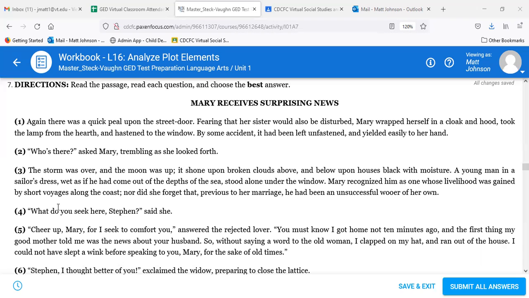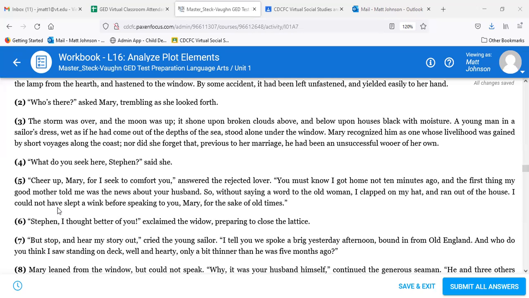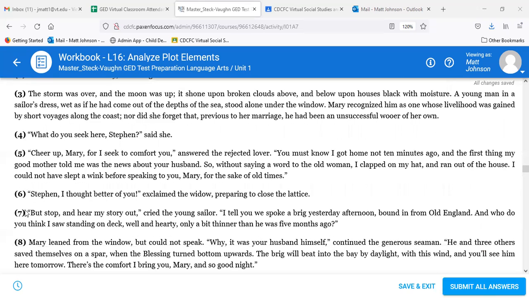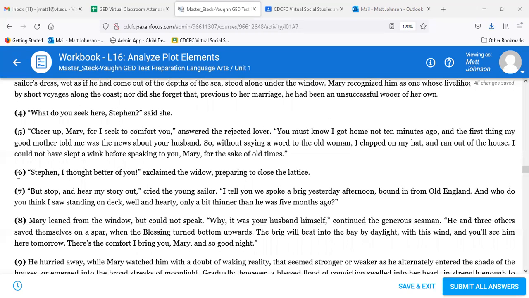And then 4, real quick. What do you seek here, Stephen? Said she. And Etta, you want to read 5? Cheer up, Mary, for I seek to comfort you, answered the rejected lover. You must know I got home not 10 minutes ago, and the first thing my good mother told me was the news about your husband. So without saying a word to the old woman, I clapped on my hat and ran out of the house. I could not have slept a wink before speaking to you, Mary, for the sake of old times. Okay. Sasha Gay, you want to take 6? Stephen, I thought better of you, exclaimed the widow, preparing to close the lattice.